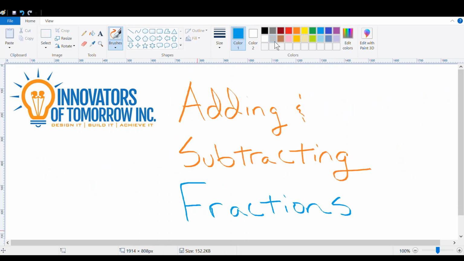That is it for today's lesson, how to add and subtract fractions. We learned what a fraction is and 2 ways to add and subtract fractions so we can check our work like good mathematicians.